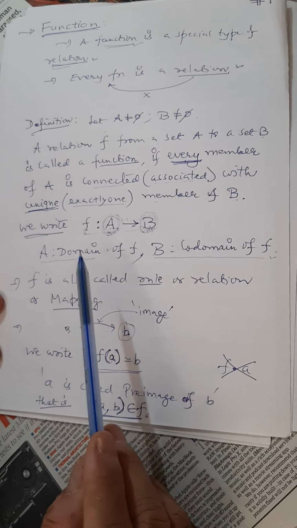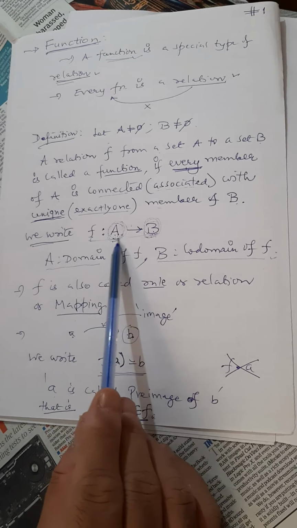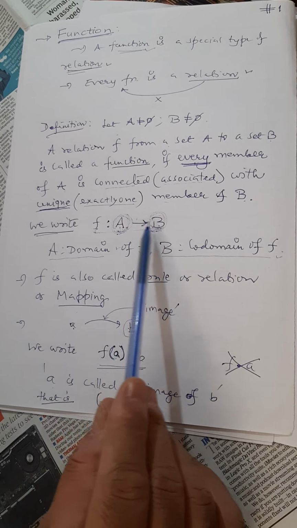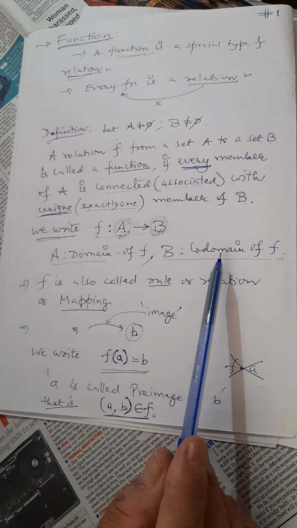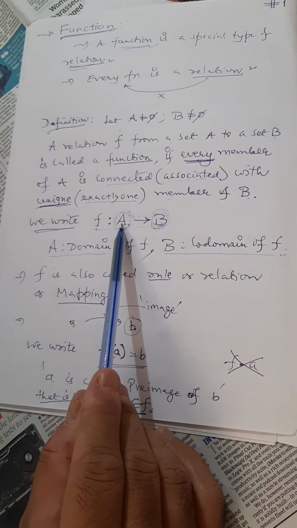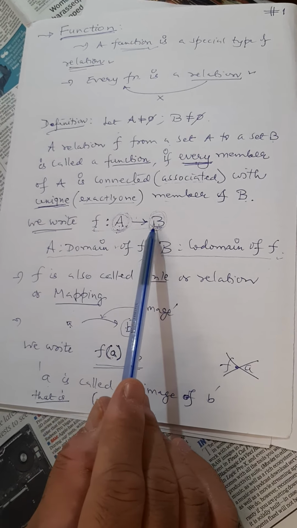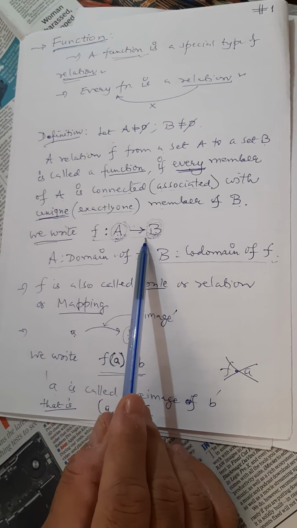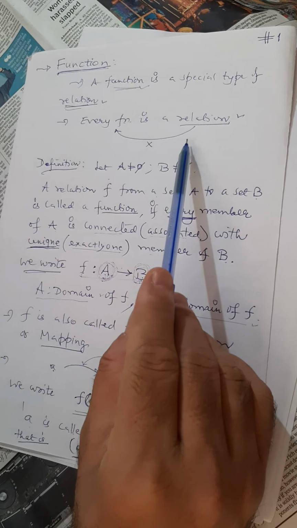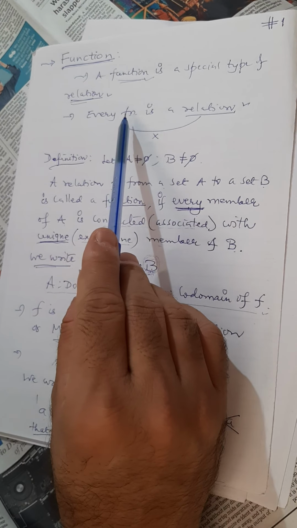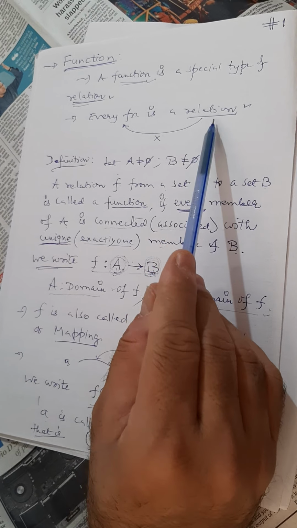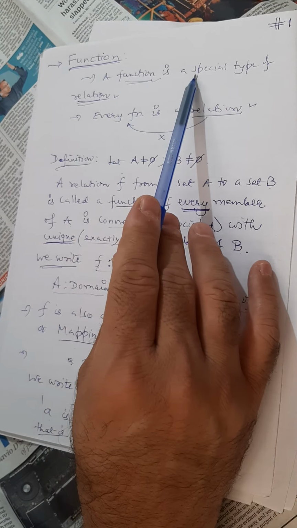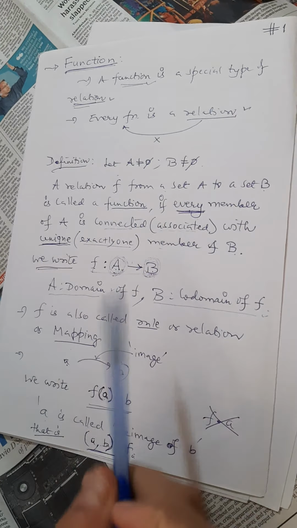I repeat one more time. F from A to B, this is read as function from A to B. Here A is called domain and B is called codomain. It means every member of the set A is connected with exactly one member of the set B. Then it is called a function. Remember, every relation need not be a function, but once it is a function, it has to be a relation, because on relation you are putting some conditions. A function is a special type of the relation.